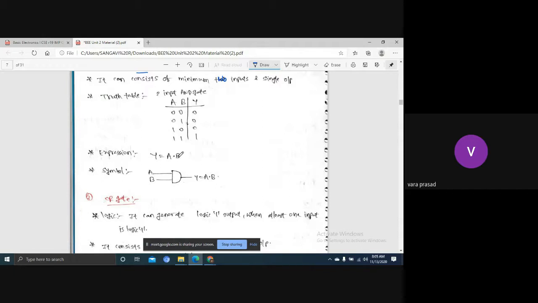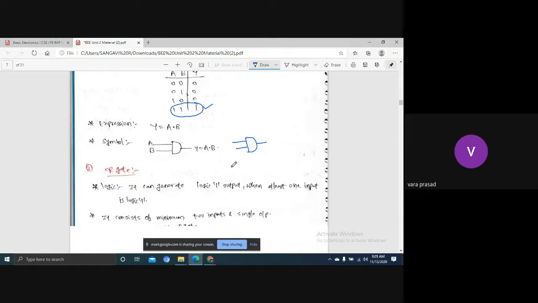Expression is Y is equal to A dot B. Here, if you observe, we got the Y output 1 here. We have to concentrate. Output is 1, A is equal to 1 means I can write A, B is 1 means I can write B. In between, the dot: A dot B. And this is the AND gate symbol. I can draw it in this way.